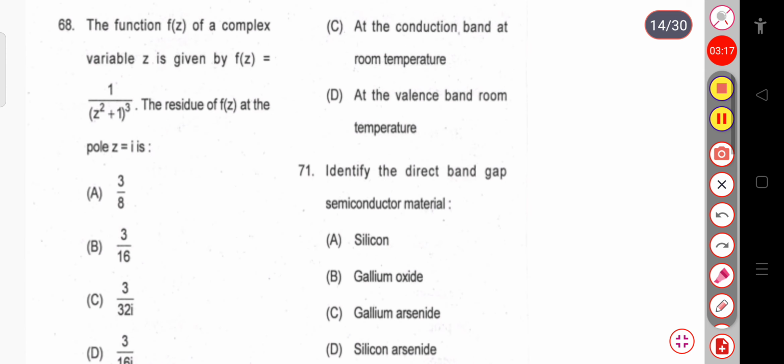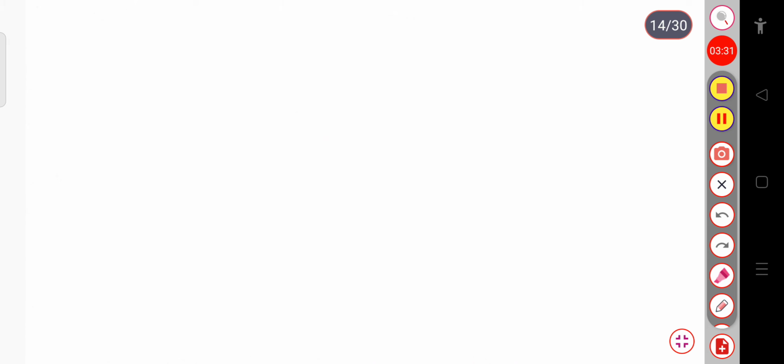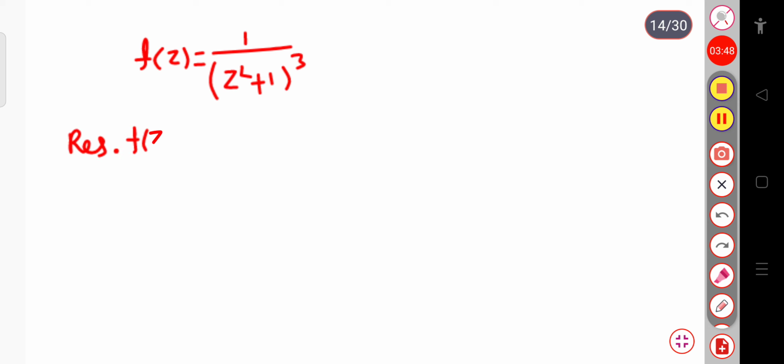The function f of z of a complex variable z is given by f of z equal to 1 by (z square plus 1) whole cube, and you have to calculate the residue of the function f of z at the pole z equal to i. So here let me write the question: the function is given, f of z equal to 1 by (z square plus 1) whole cube, and you have to calculate the residue of f of z at z equal to i. Okay, so this is our question.